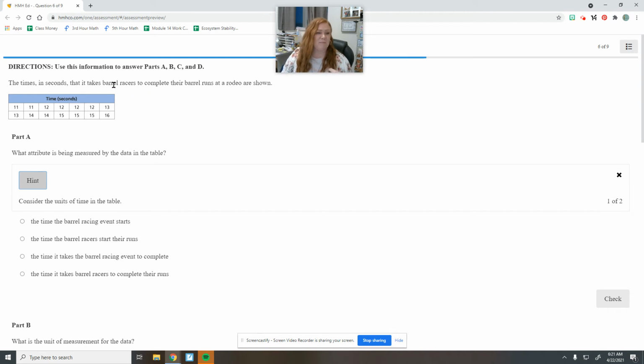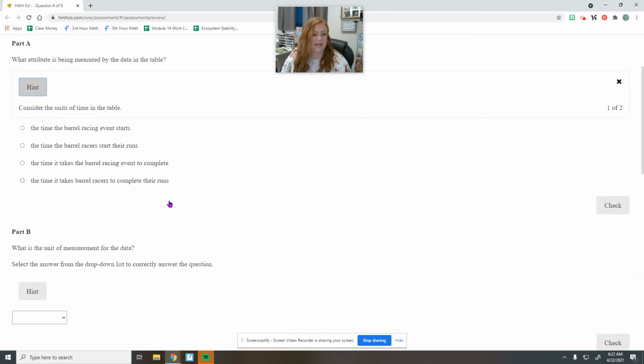Each of these represents one barrel racer, and the time it takes that racer to complete their run. This person did it in 11 seconds, 11 seconds, 12, 12. Oh, and they so nicely already put it in order for us.